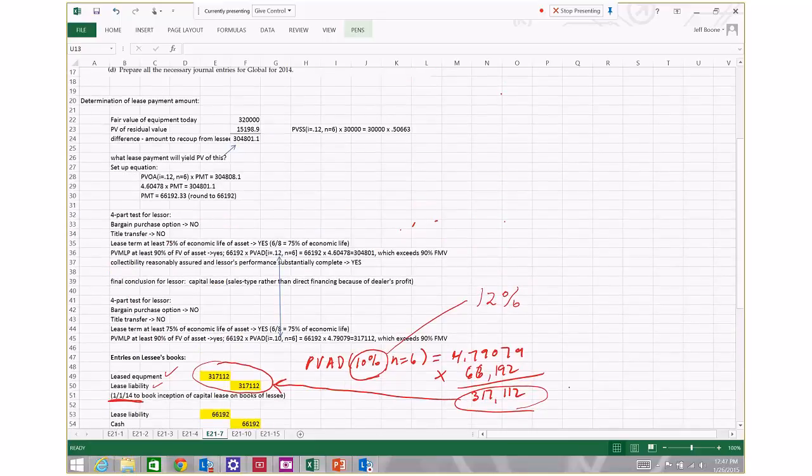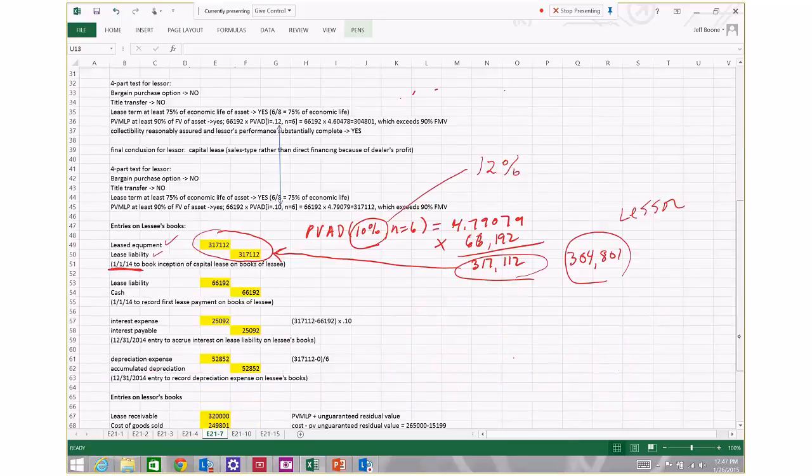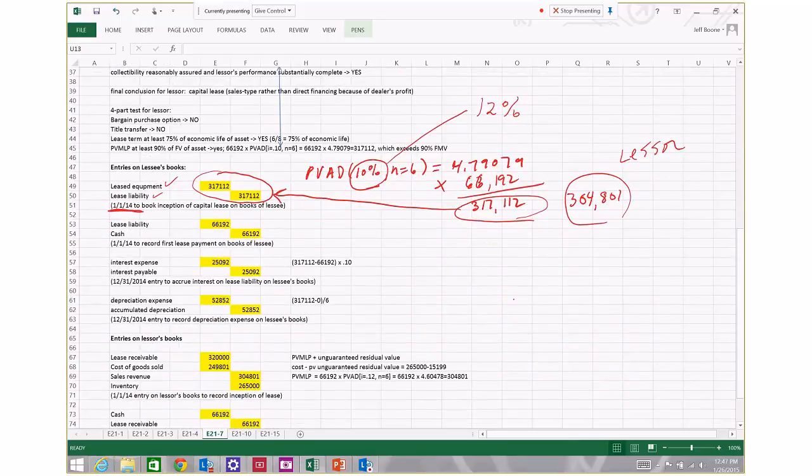Specifically, they are going to come up with present value minimum lease payments of 304,801. That's what the lessor is going to come up with, because they use a different discount rate than the lessee. That's one of the wrinkles that this problem introduces that you haven't seen so far.